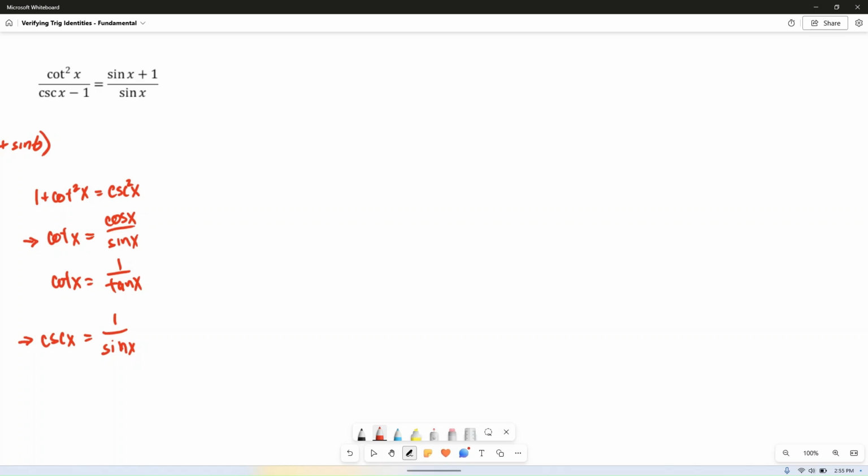I'm going to take the left side of the equation, that cotangent squared x over the cosecant of x minus 1, and I'm going to rewrite that using those two identities so that everything is in terms of just sines and cosines. Again, this may not be the right way to go, but it gives us something to try.